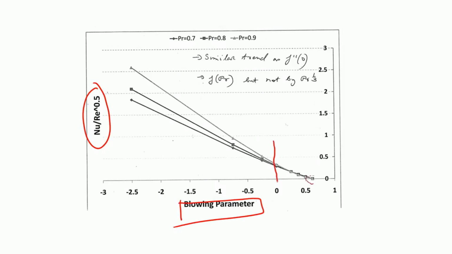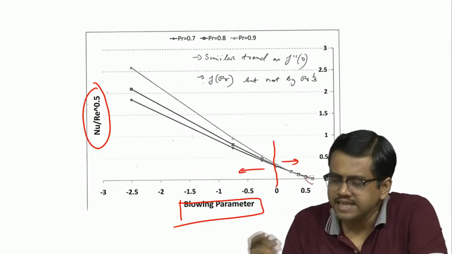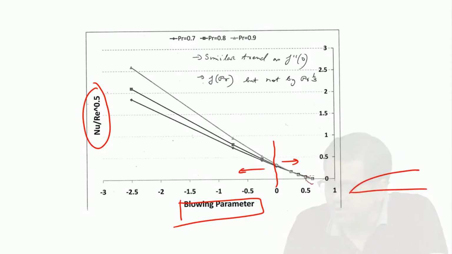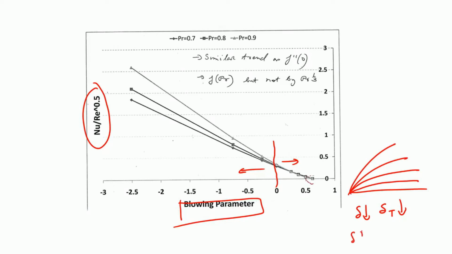Once again you have this point at 0, which is basically the impervious flat plate. This part is blowing, this part is once again suction. Once again the same thing: as you know, when you make the boundary layer smaller, that means you make delta go down, delta T obviously also goes down, the thermal boundary layer also goes down, correct. Similarly, when you make delta go up, delta T also goes up. So it actually has a very similar kind of connotation.